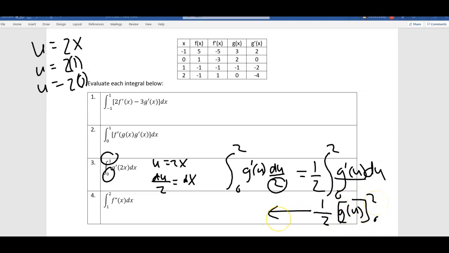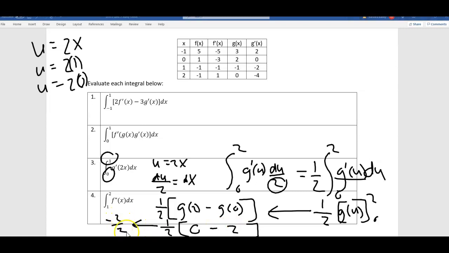And then we're going to go ahead and apply the fundamental theorem of calculus. So I'm going to have half on the outside, and we're going to do g of 2 minus g of 0. And according to my chart up there, g of 2 is 0, and g of 0 is 2. And so that leaves me with negative 2 over 2, which is negative 1. Final answer there. So once again, just another u sub problem, but this time my u is 2x.